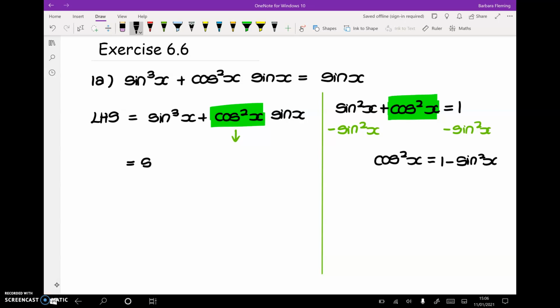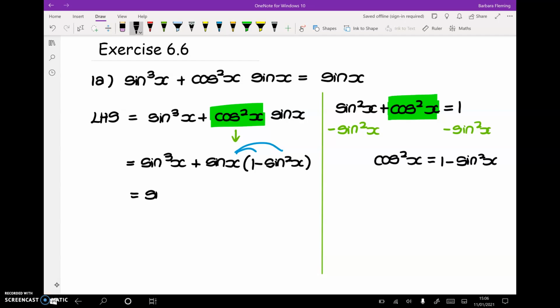So we have sine cubed x plus, and I'm going to bring this sine x to the front and then put in my cos squared x, just because we're used to our brackets being like that. If you had substituted in 1 minus sine squared x and had the sine x after the bracket, that's absolutely fine as well, but it just makes it more natural to expand our bracket now like this.